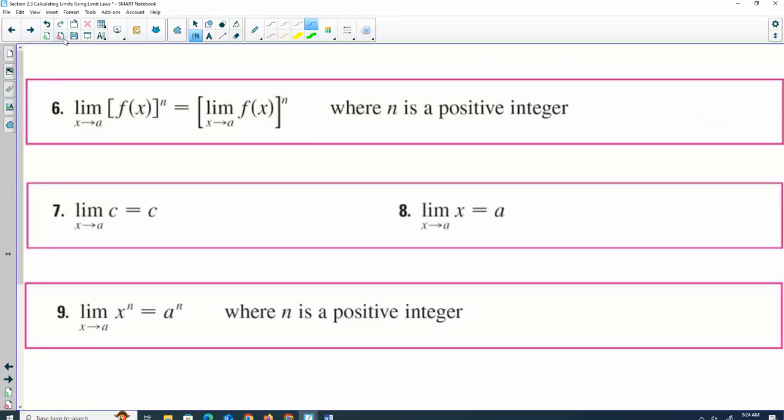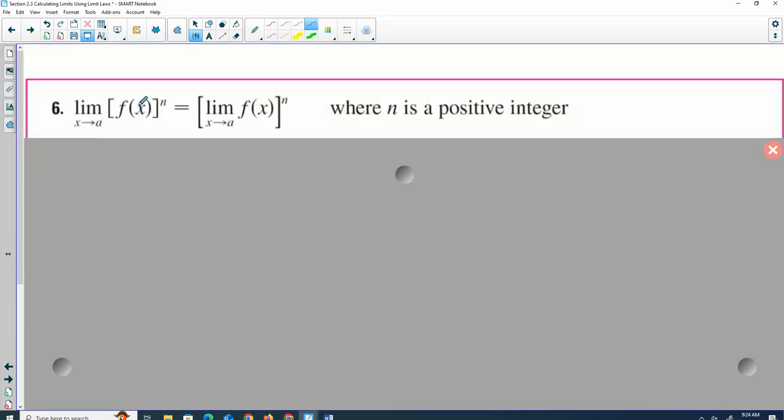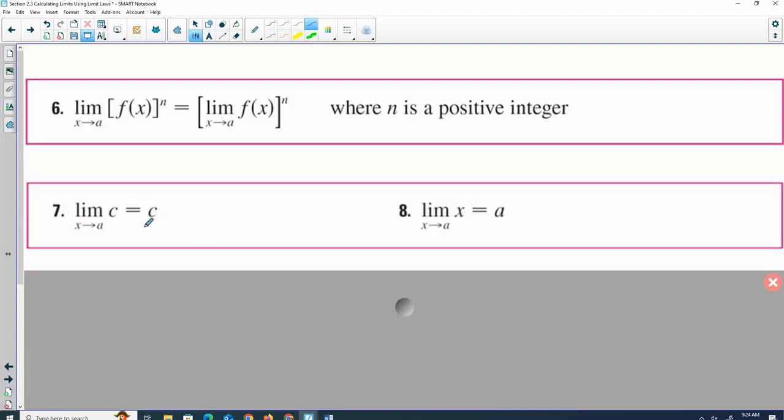So, there are more laws. If you have the limit of something being raised to a power, you can do your limit first and take that answer to the power. So when I had the limit of x squared, what I could do is find the limit of x, get my answer, and then square it. The limit of a constant is a constant.